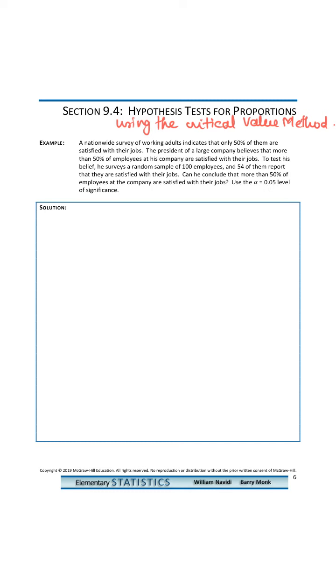So you can see they are surveying 100 employees. So n equals 100 and 54 of them are satisfied. So the sample proportion is 54 divided by 100. And we need to conclude that more than 50% of them are satisfied. More than means, when we are defining the null and alternate hypothesis, H1 will be p greater than 0.5.